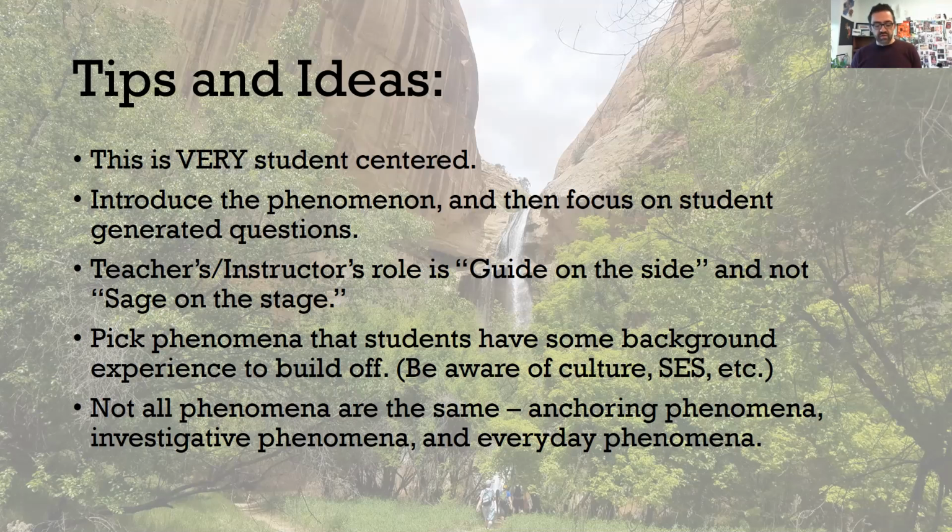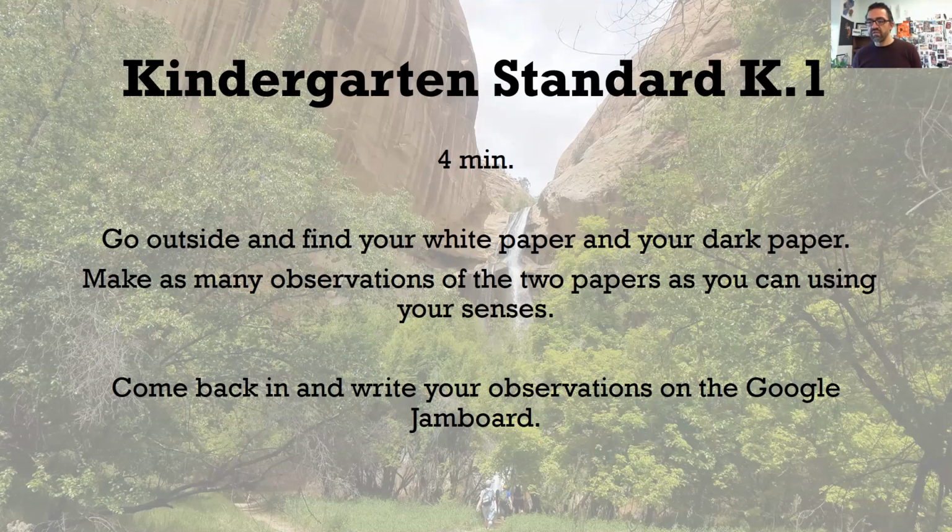So I have talked a lot, which I really try not to do, but let's go ahead and do some of this together. I tried to pick a phenomena for each different level in a variety of areas. This first one is a kindergarten standard, and that's the paper that you just put outside if you're playing along at home. So what you're going to want to do is go outside and find your white paper and your dark paper and make as many observations as you can of your two. We'll do this for about 4 minutes using your senses. I always tell my students, if you're at school or if you don't know if it's safe, maybe don't use taste, but if you want to lick your papers, go for it.